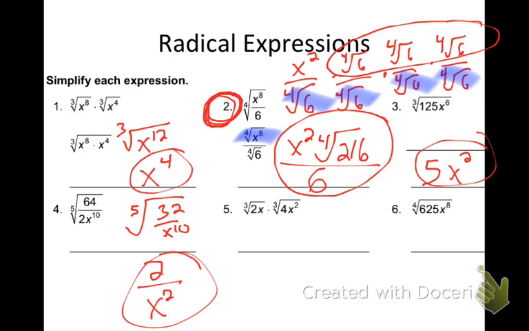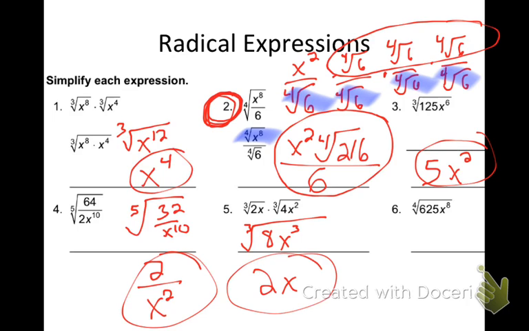Number 5. I have the cube root of 2x times the cube root of 4x squared. I'm going to want to multiply those first. What's 2 times 4 get me? 8. X times x squared gets me x to the 3rd. So now I need the cube root of 8. What's the cube root of 8 going to get me? 2. 3 divided by 3 gets me x to the 1st. I don't need that first power. It's just 2x.